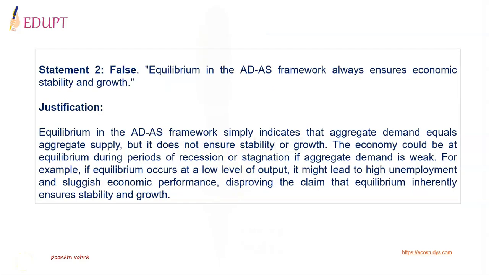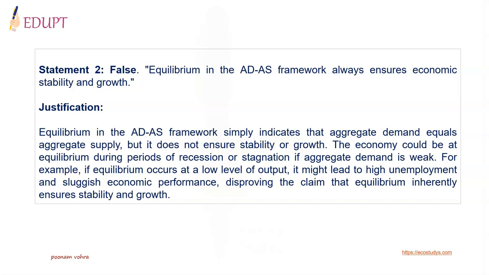Statement 2 is false, which says that equilibrium in aggregate demand, aggregate supply framework always ensures economic stability and growth. The justification is that equilibrium in aggregate demand, aggregate supply approach simply indicates that aggregate demand equates aggregate supply. It does not ensure any stability or growth. The economy could be at equilibrium during periods of recession or stagnation if aggregate demand is weak.